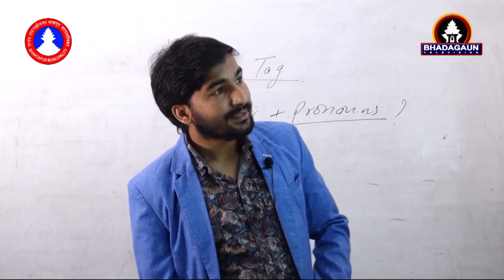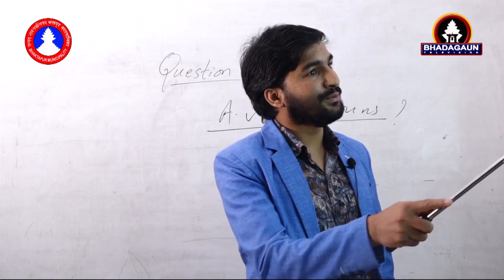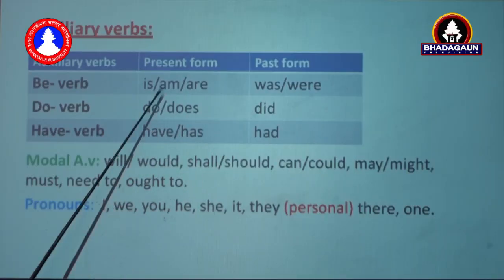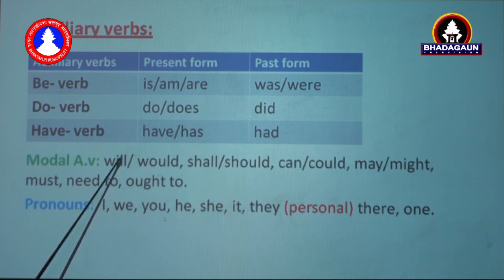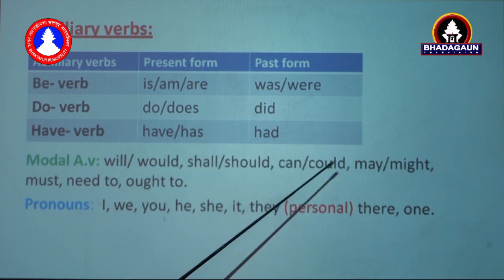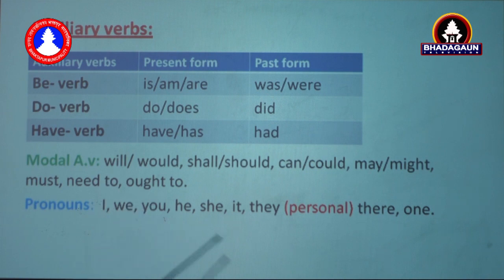So generally these are the auxiliary verbs. You have noticed all these: is, am, are, was, were, do, does, did, have, has, had, will, would, shall, should, can, could, may, might, must, need to, ought to. These are auxiliary verbs. And while adding a tag to the assertive sentence, we use the auxiliary verb first, then the pronoun.